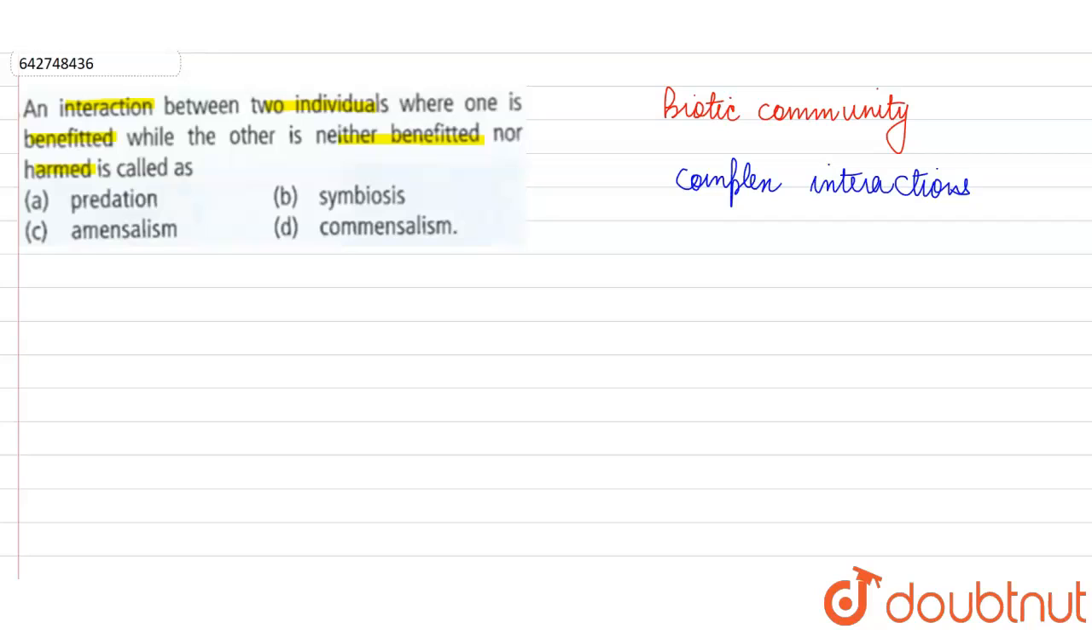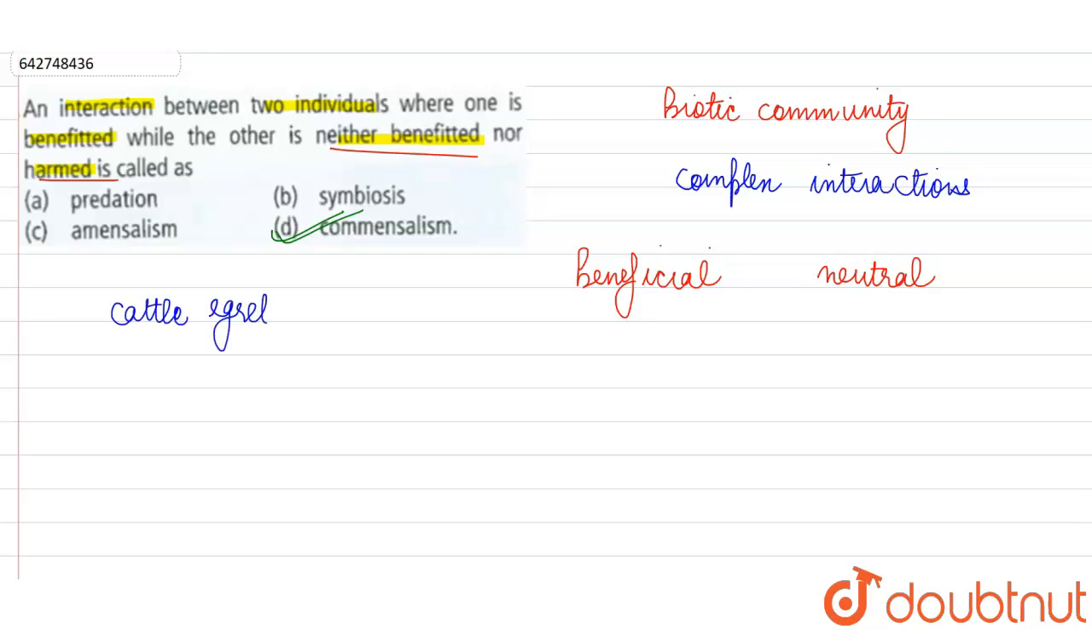And they are also going to show many different types of complex interactions amongst themselves. Now over here they are talking about an interaction in which one of the parties involved is benefiting. So it's beneficial for one of the parties, whereas the other species is neither benefited nor harmed. So we can say the other species is remaining neutral. So such an association between two species is known as commensalism. And a common example which can be easily seen is that of the cattle egret bird and the cattle such as cows. Now what does this bird do? It remains in the close vicinity of the cattle.